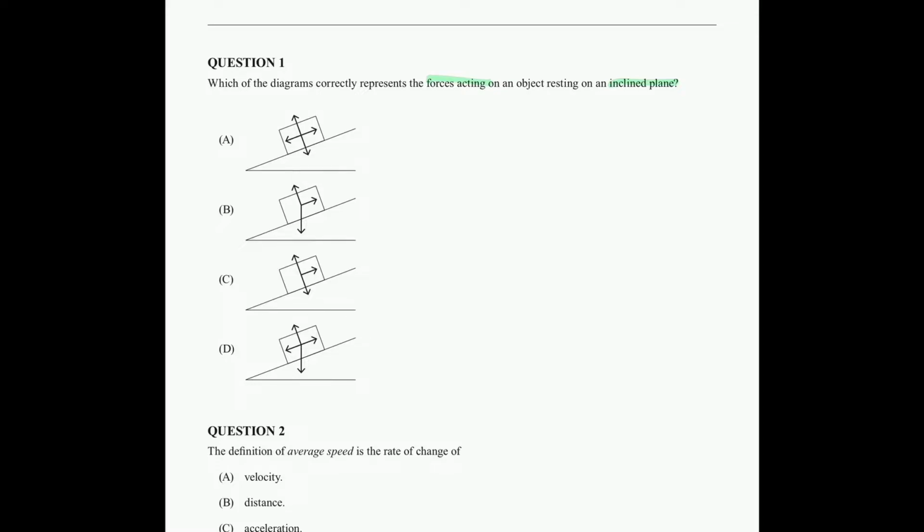So the first one I like to think of is our FW, or otherwise could be FG, so our force weight or the force of gravity on our object. So we're going to look for ones that have a force pointing straight down or perpendicular with the ground. So not perpendicular with the slope, perpendicular with the ground. So I'm going to rule A out. I'm also going to rule C out because it's pointing downwards and that's not perpendicular. So I've already ruled out two options.